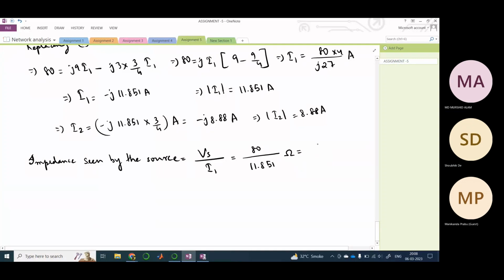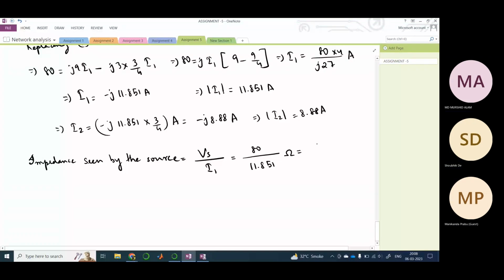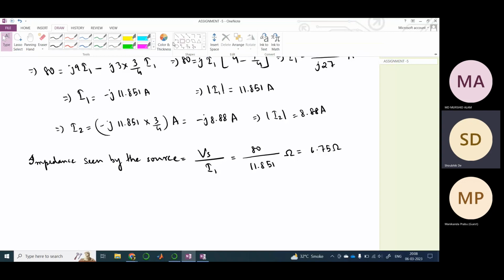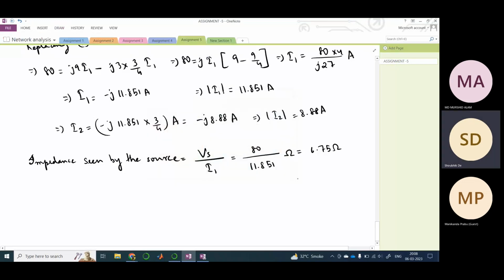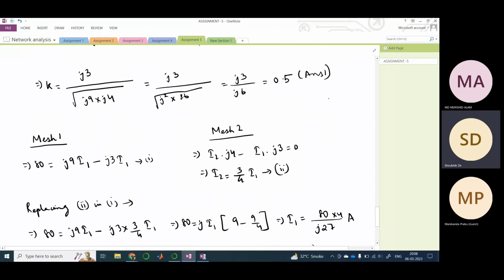How much is this? 6.75. So therefore, let me just quickly write. This is the answer to question 12. This is the answer to question 11. Answer to question 10, and this is the answer to question 9.